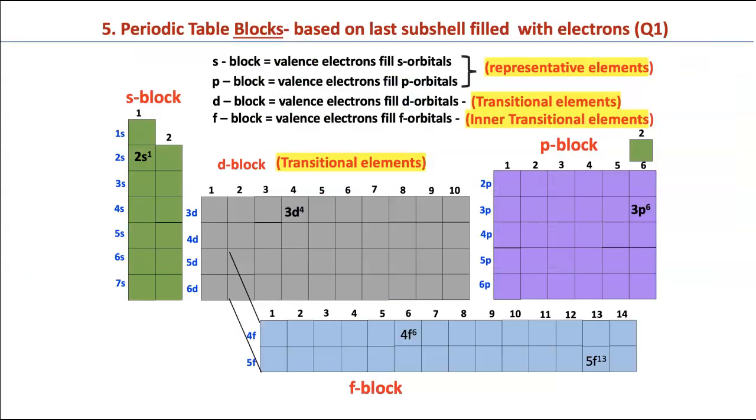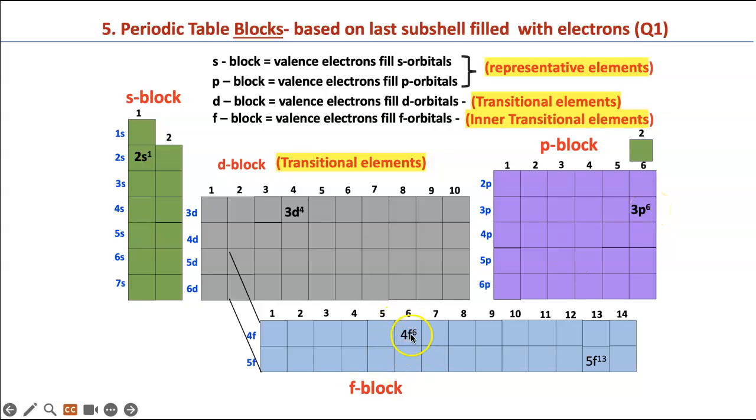And here is a figure showing the blocks of the periodic table based on the last subshell filled with electrons. We discussed this in quarter one. And here's S block. So this one, for example, will be valence electron is 2, energy level 2, S1, one electron in the S subshell. So this guy would be energy level 3, valence shell has 4d electrons. And this guy, for example, this is the sixth column of p block in 3p. So his valence electron is going to go to energy level 3p subshell with 6 electrons.